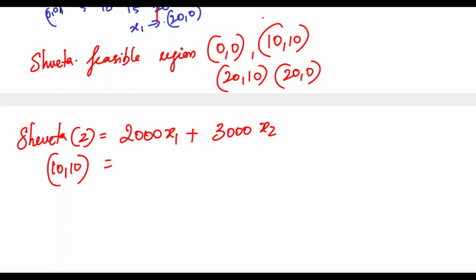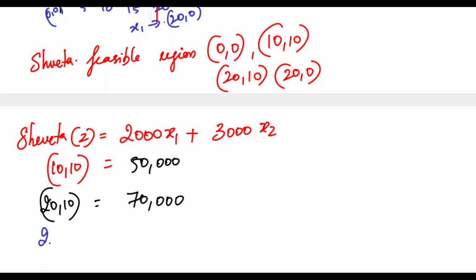So (10, 10), if you put it inside x1 and x2, it would be 20,000 plus 30,000, which is 50,000. Then (20, 10): 2000 into 20 would be 40,000 plus 30,000, which will be 70,000. Then (20, 0): 2000 into 20 is 40,000 plus 0, which is 40,000. So Shweta can get a maximum profit of 70,000. This is the maximum profit.